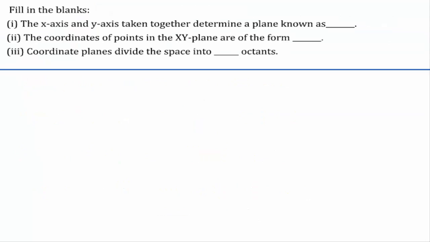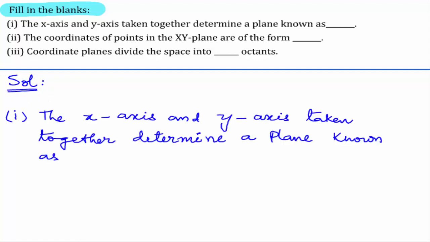In this question, three statements are given to us. We have to fill up the blanks in those three statements. Let us see the solution for this. The x-axis and y-axis taken together determine a plane which is known as, just think over it, x-axis is there, y-axis is there together, therefore it is known as the xy plane.